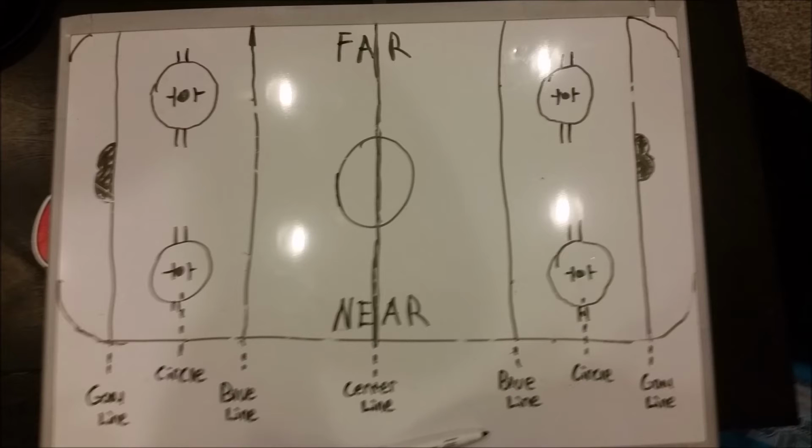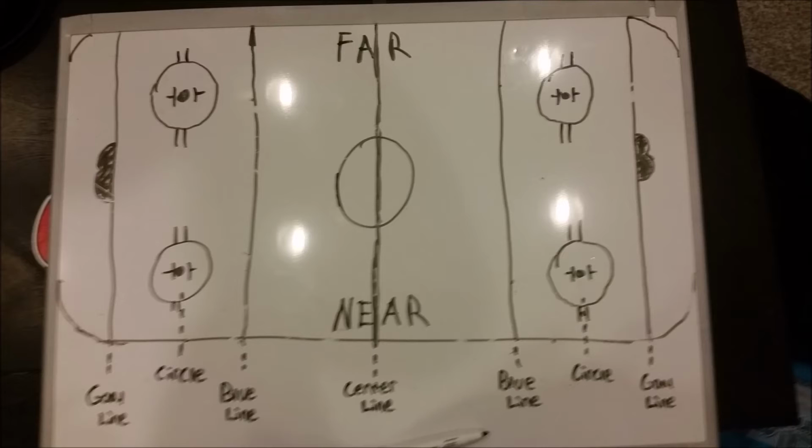Now, when the broadcasters are talking, and you'll find this especially on radio, they'll use terms such as near and far. Near is simply the side of the rink that's closest to the broadcaster, and far is the side of the rink that is furthest from the broadcaster.